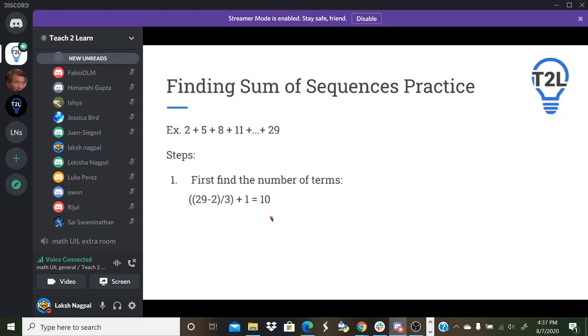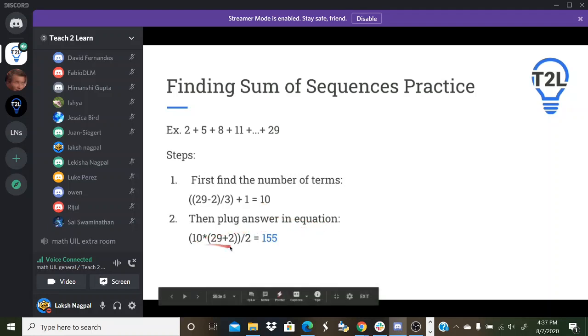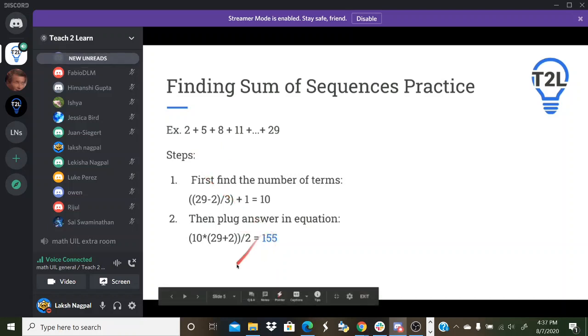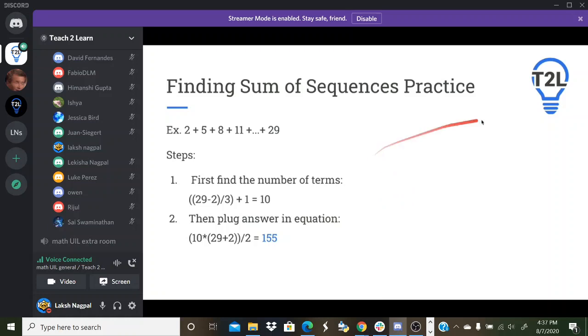Then if you apply the formula, you get 10, which is the number of terms, times the last term plus the first term. Then you divide by 2, and you get 155. Really close. Yeah, you just forgot to divide by 2. That's okay. Good try.